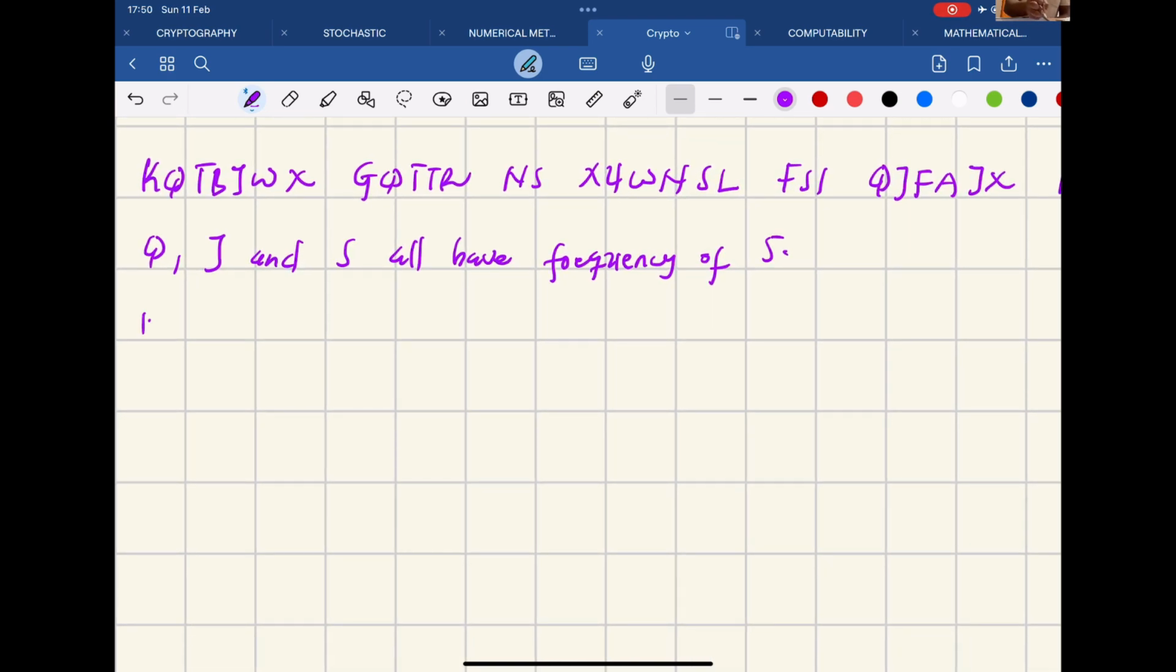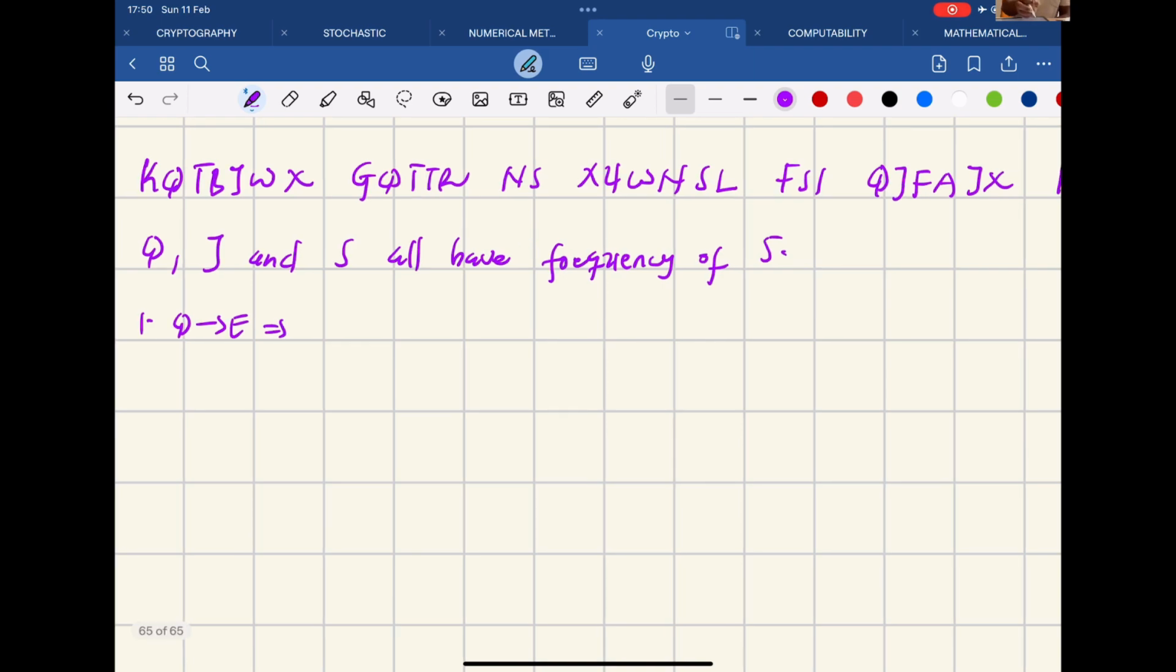Let's consider the first case. If Q corresponds to E, then the value of Q in the English alphabet is 16 and that of E is 4. So we subtract 16 from 4: 4 minus 16 is minus 12. Since we are dealing with the English alphabet, mod 26, this is equal to 14. So our C in this case is equal to 14.